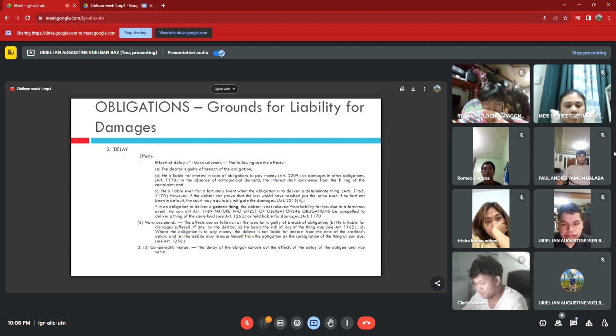Where the obligation is to pay money, the debtor is not liable for interest from the time of the creditor's delay. Of course, why would the debtor obligor be liable for interest when the delay is caused by the creditor? The debtor may release himself from the obligation by consignation of the thing or sum due, which you will learn in the extinguishment of an obligation. Those are one of the means or modes of extinguishing an obligation.